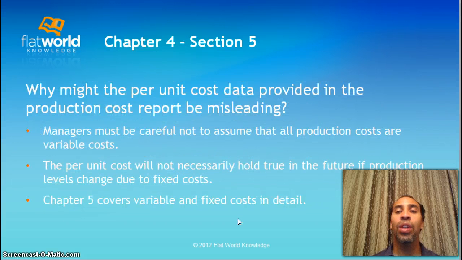So why might the per unit cost data provided in the production cost report be misleading? Managers must be careful not to assume that all production costs are variable costs, right? Some managers make that mistake. The per unit cost will not necessarily hold true in the future if production levels change, due to fixed costs. Chapter 5 covers variable and fixed costs in detail. Very interesting chapter, things that you will use all throughout your life. Variable costs change in regards to how much you produce, and fixed costs remain fixed and don't change. They don't change if you sell 5 widgets or if you sell 500 widgets.